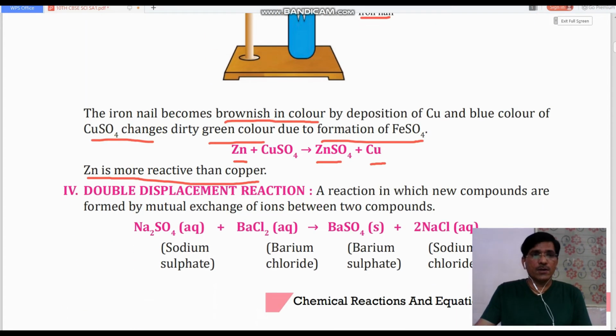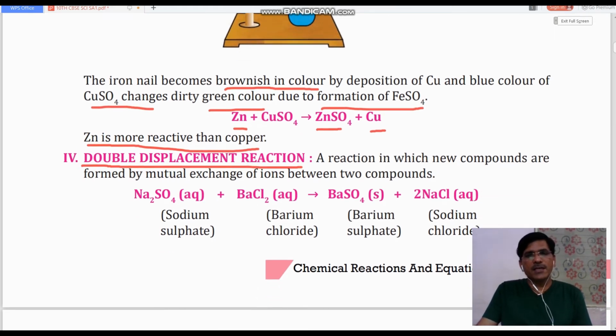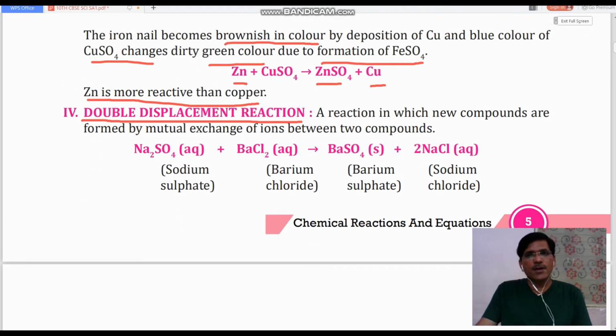Now one more related reaction, called double displacement reaction. In a double displacement reaction, generally what happens? New compounds are formed by mutual exchange of ions between two compounds. Let us see an example: Na2SO4, sodium sulfate, plus barium chloride gives barium sulfate and sodium chloride.